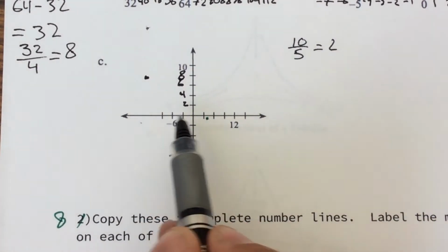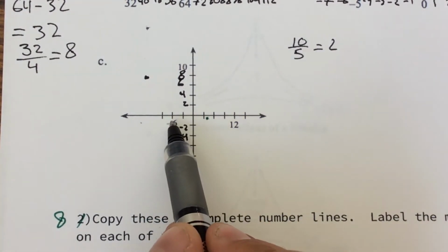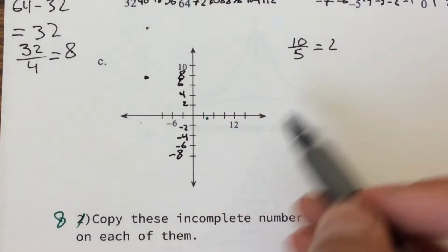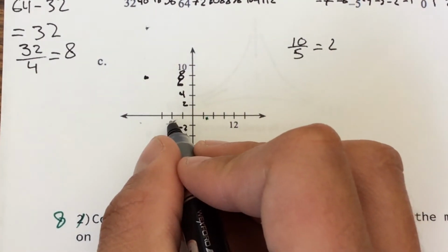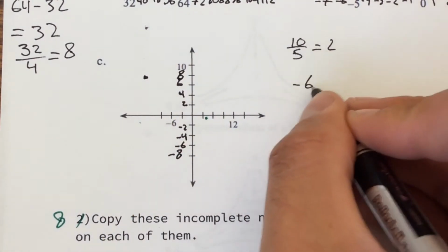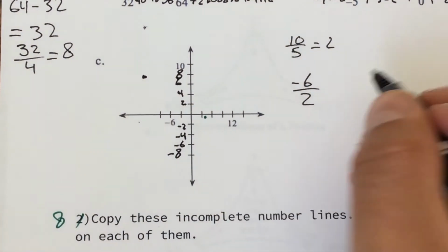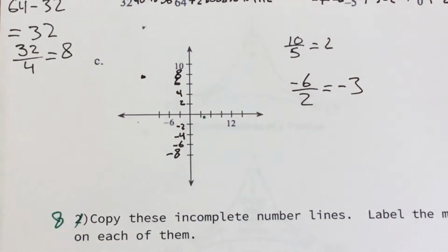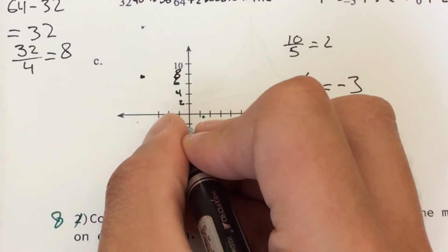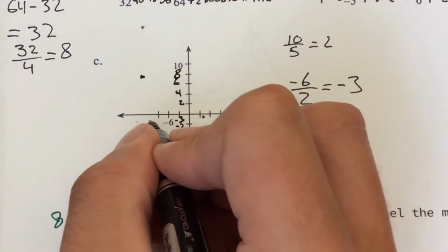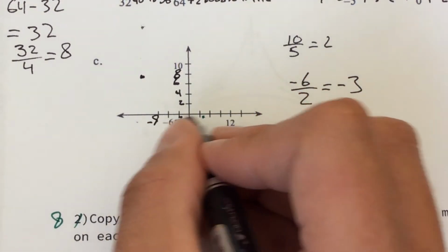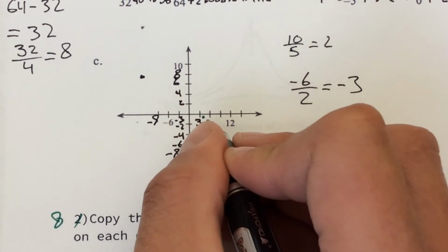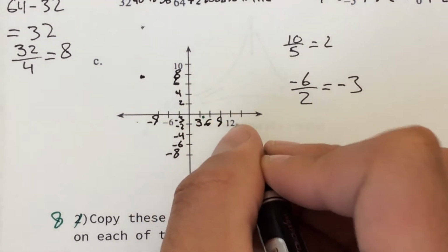Up here on the x-axis, I can see that I have -6, and it's the second one over. So if I have 2 spaces between -6 and 0, I can divide -6 by 2. I know that that is -3. So I'm going to be counting by 3s. So -3 goes right here, and -9. And on the other side, I'm going to count up by 3s. 3, 6, 9, and 12.